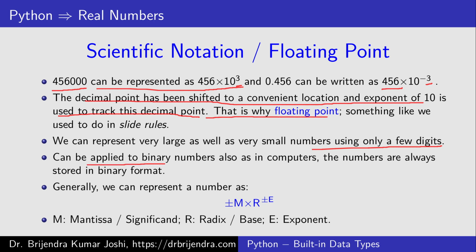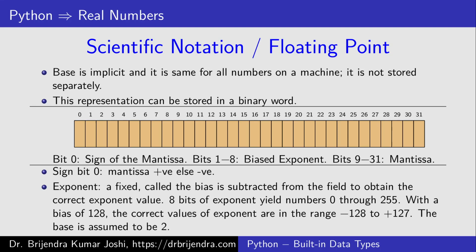It can be applied to binary numbers also, as in computers, the numbers are always stored in binary format. Generally, we can represent a number as plus minus m multiplied by r to the power plus minus e. M stands for mantissa or significand, r is radix or base, and e is the exponent. So base is implicit and it is the same for all numbers on a machine. So that is why it is not stored separately.